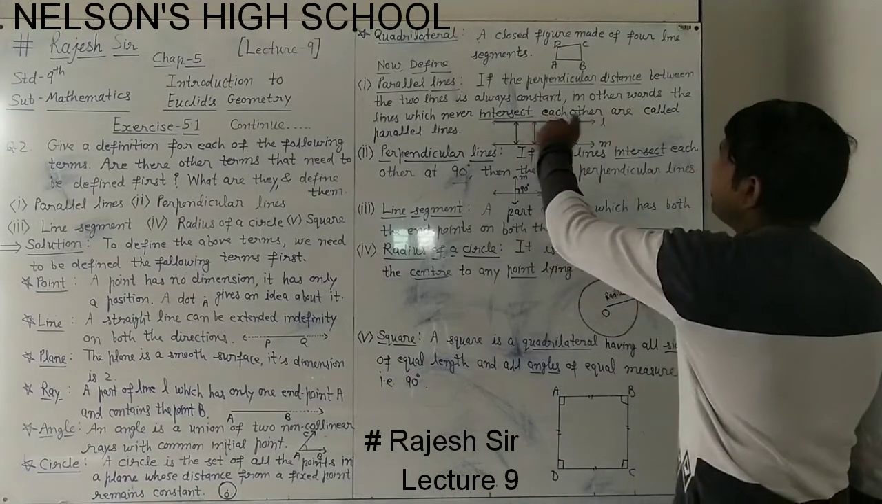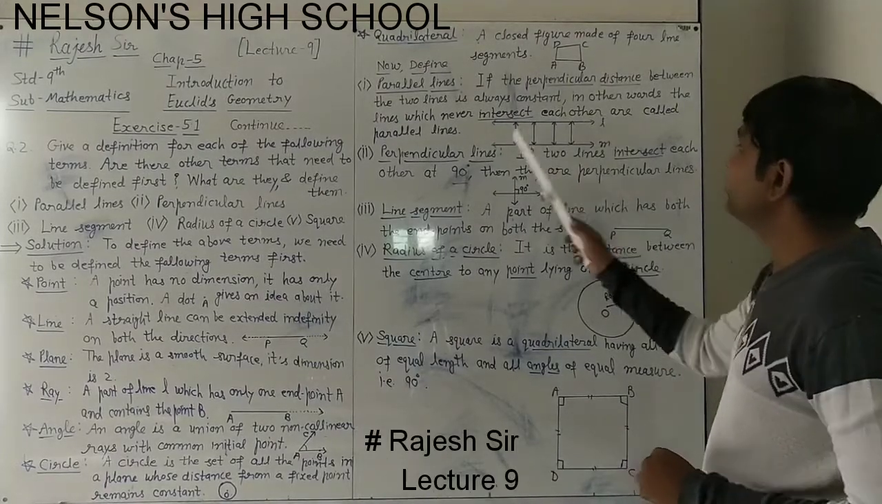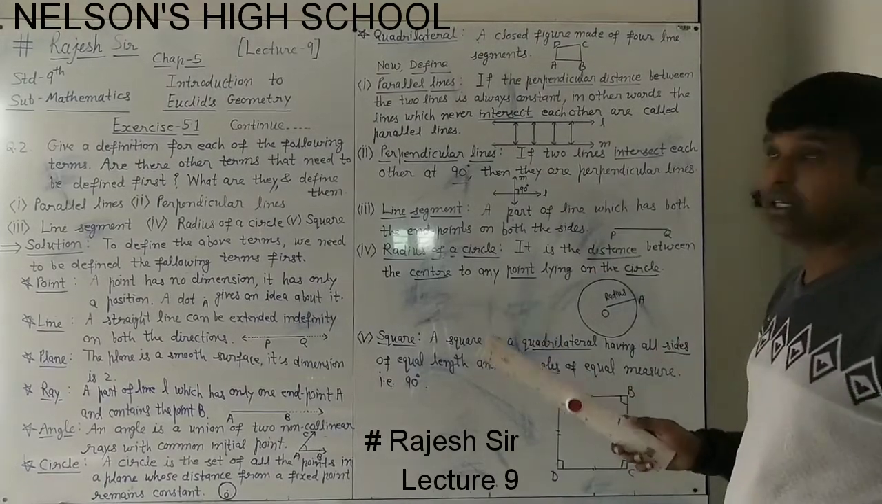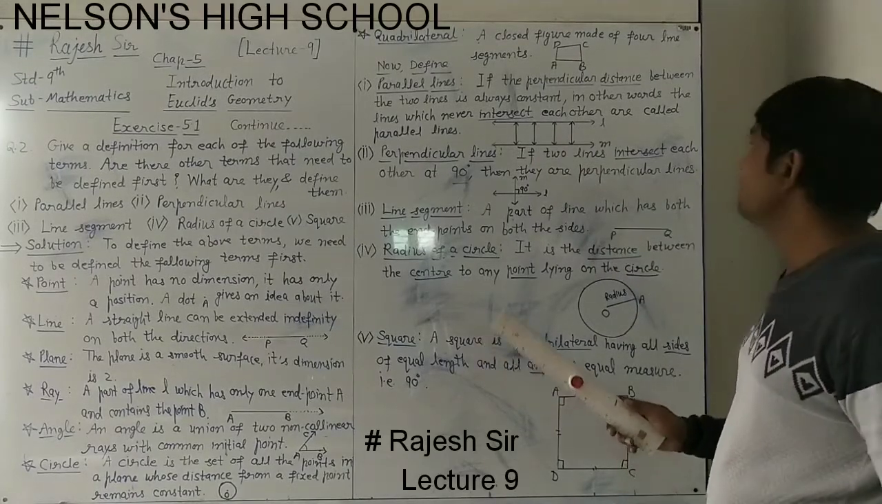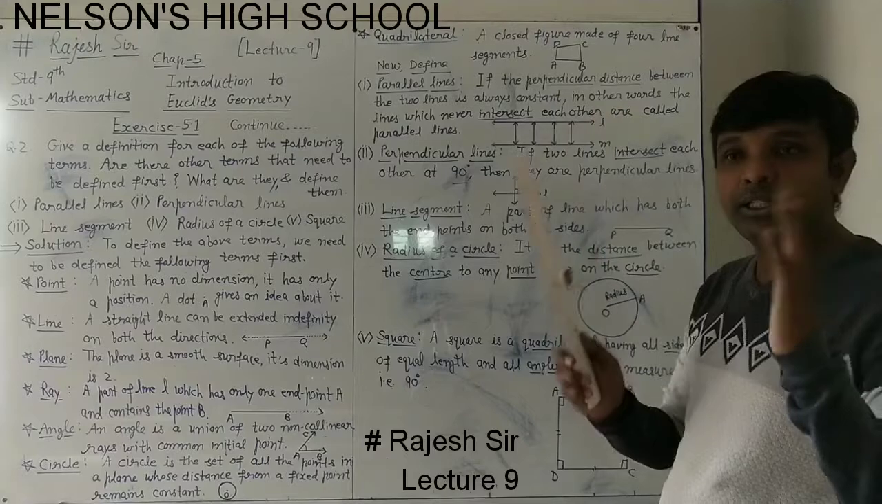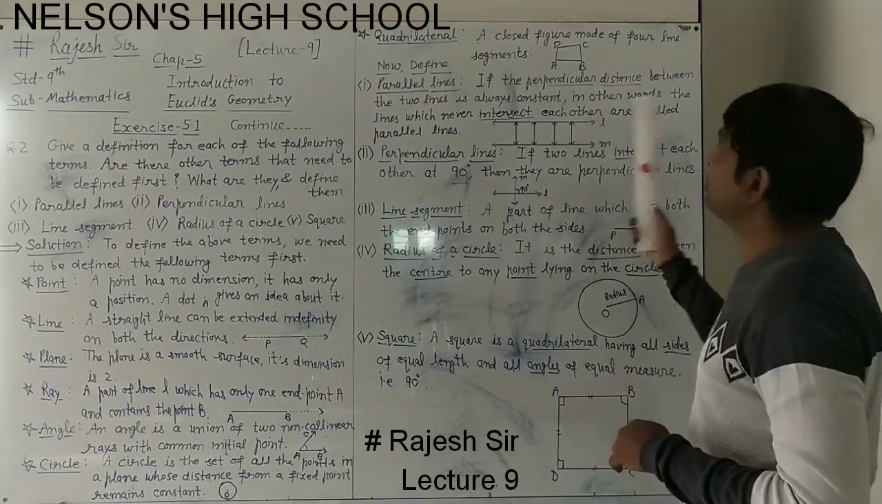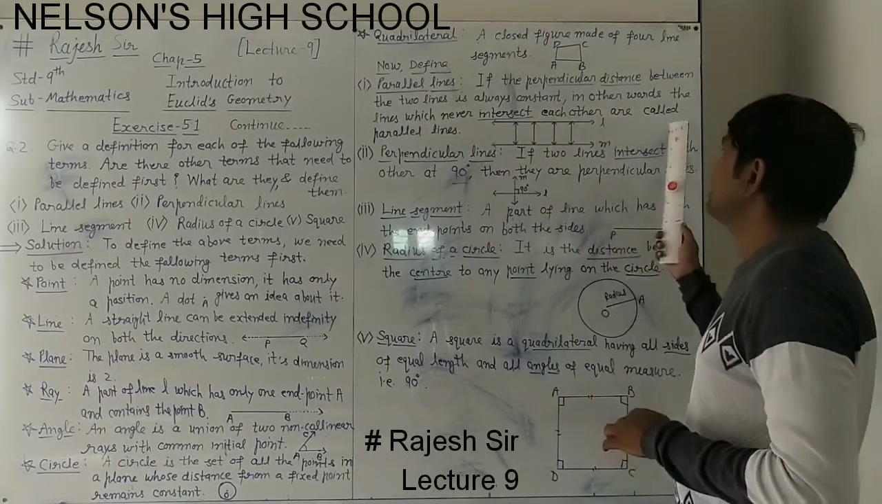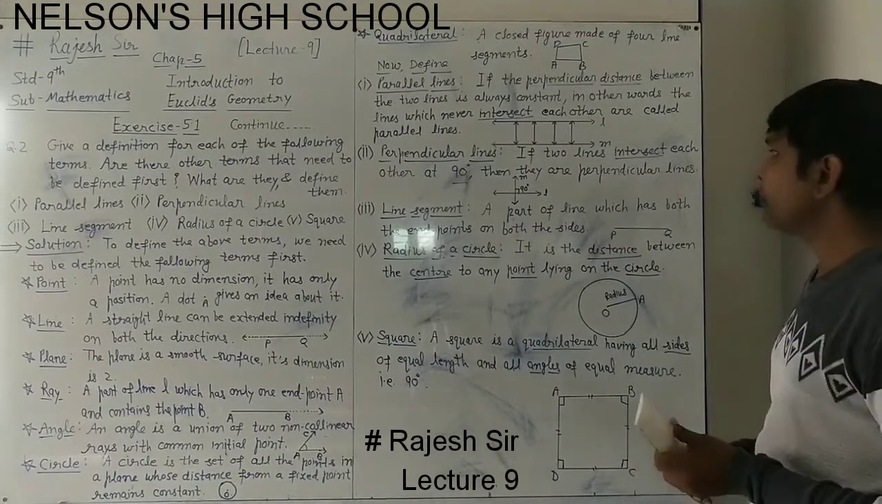Between these two lines, the perpendicular distance is always constant, and you can see both the lines will never intersect if this happens. Like railway tracks, they are going parallel, but they never intersect each other. So the lines which never intersect each other are called parallel lines.